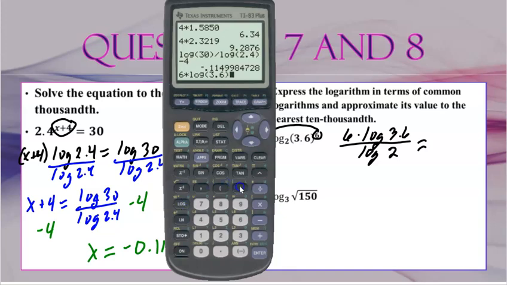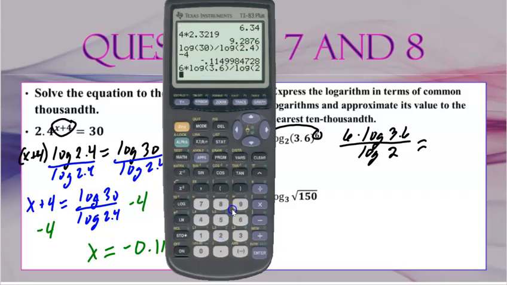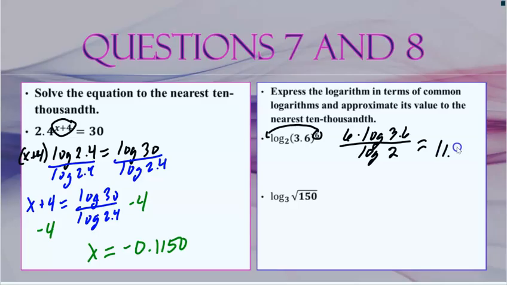Now, if you wanted to do what 3.6 to the 6th power is first and then find the log of that, you may do so. Then I'm going to divide this by the log of 2. And that gives us an answer of 11.0880. Next, log base 3 of square root of 150.